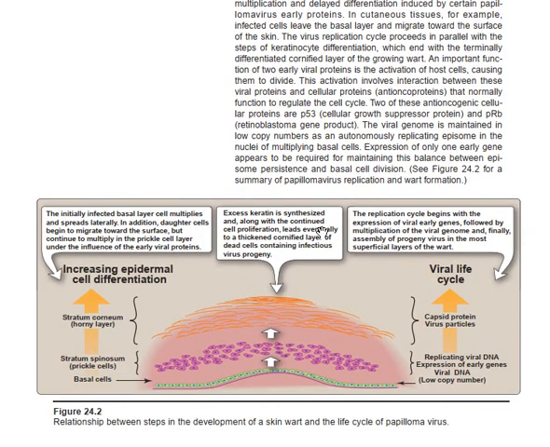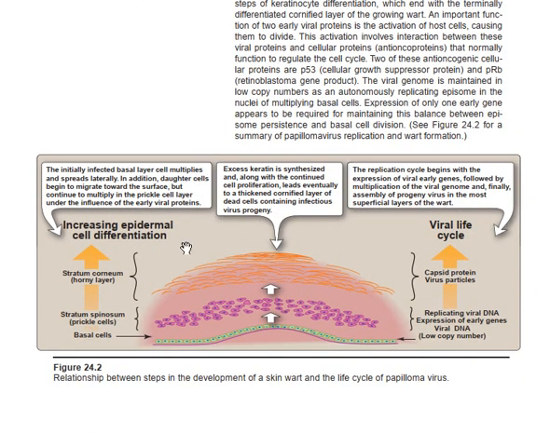This is the step for formation of the skin warts from the human papilloma virus life cycle. At first it starts with initial infection of the basal layer of the cells, which is going to cause multiplication and spread laterally in addition to the daughter cells. Is it clear? Normally we have the basal cells which divide to produce the stratum spinosum, and then the stratum corneum.